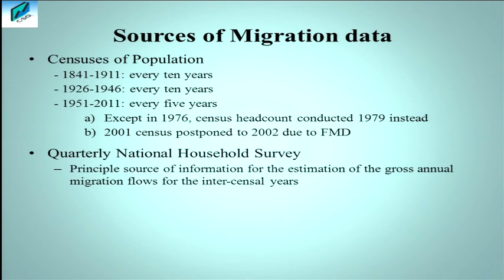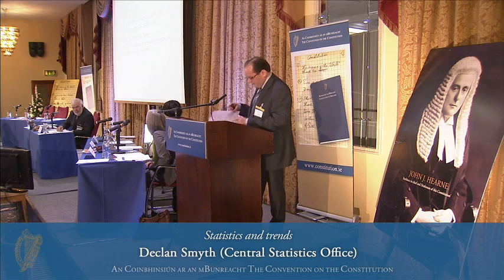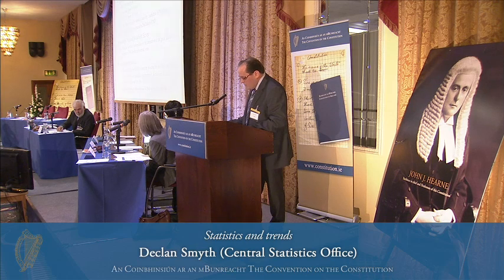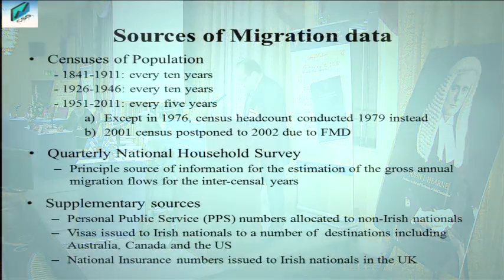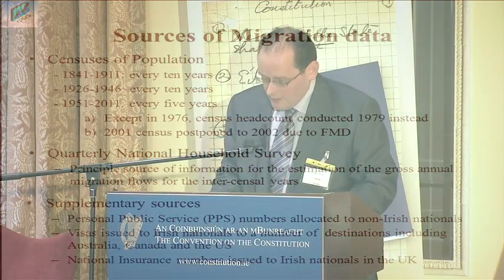Another important data source is the Quarterly National Household Survey, formerly the Labour Force Survey. This is the principal source of information for the estimation of the gross annual migration flows for the intercensal years. Migration estimates are also compiled with reference to movement in other background migration indicators, such as the number of personal public service or PPS numbers allocated to non-Irish nationals and the number of certain visas issued to Irish nationals to a number of destinations including Australia, US and Canada. In addition, data on national insurance numbers equivalent to PPS numbers issued to Irish nationals in the UK is also referenced.